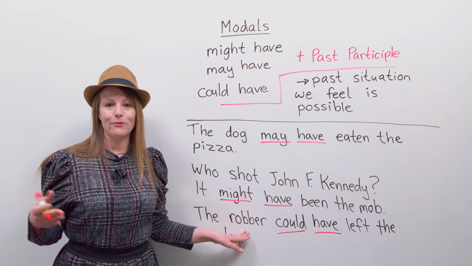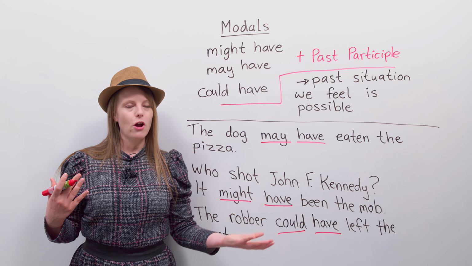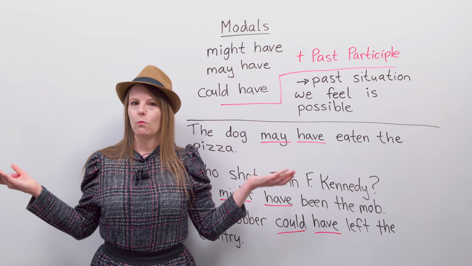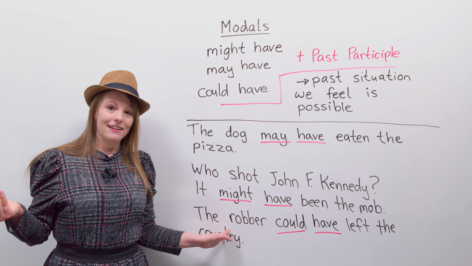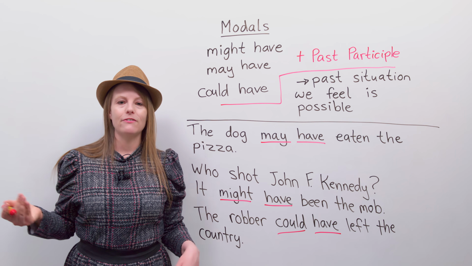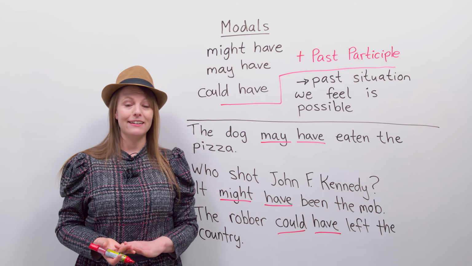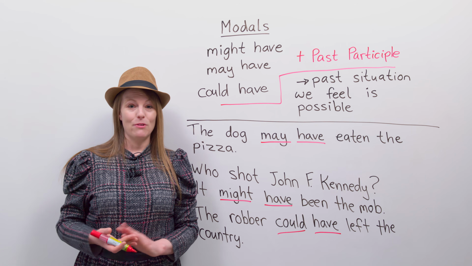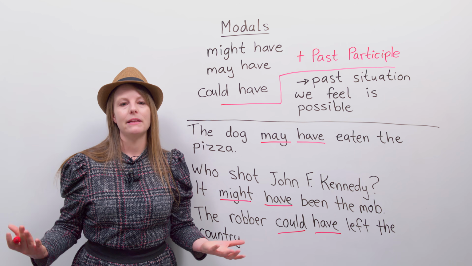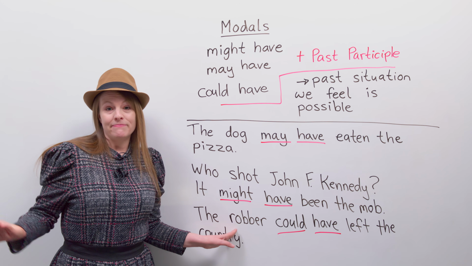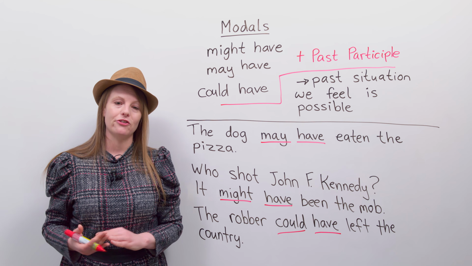Okay, so the robber or the thief left the country. So there was a robber. He robbed a bank. Where is the robber? I don't know. Maybe the robber could have flown away. Maybe the robber could have left Canada and gone to Hawaii. I don't know where the robber is. So this again shows a possibility. Where is the robber? I don't know. Maybe he could have left the country.